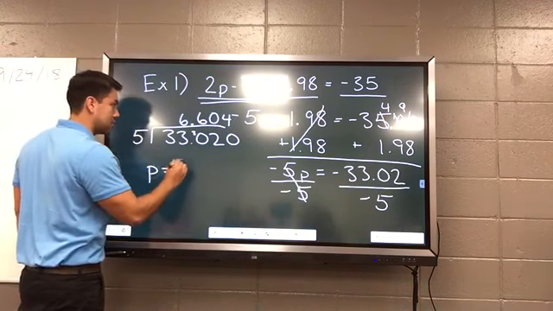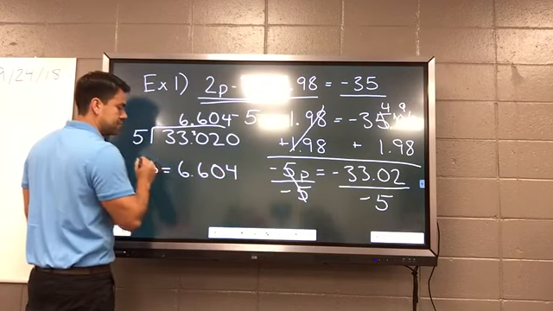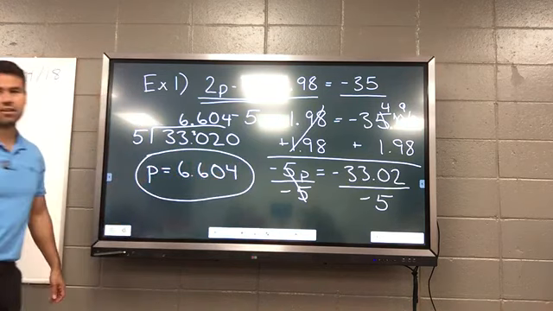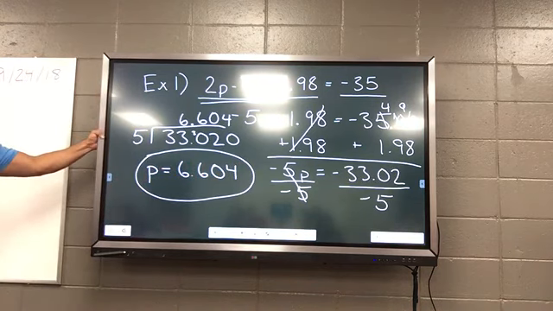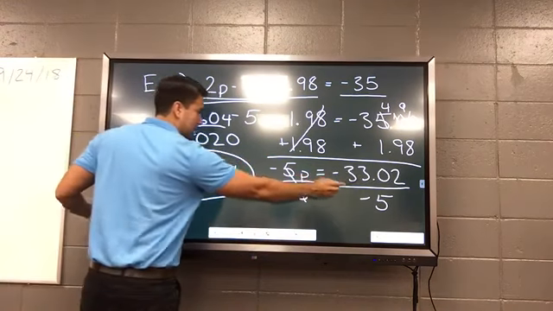P is equal to 6.604. Could it be negative? Yeah, good question. Positive or negative? Positive. Wait, what about those negative signs? A negative divided by negative is positive. Yeah, negative divided by negative is positive.